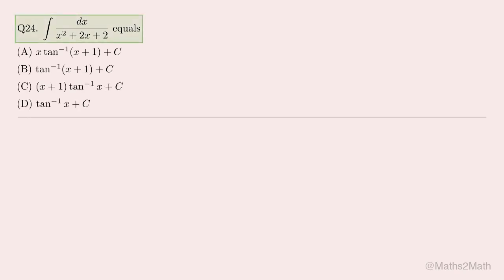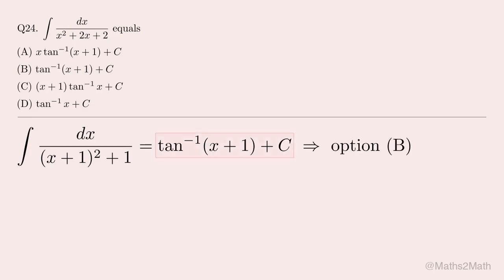Question 24, multiple choice. Complete the square. X plus 1 squared plus 1. The square completes to x plus 1 squared plus 1, a pure arctangent in the shifted variable. Option B.